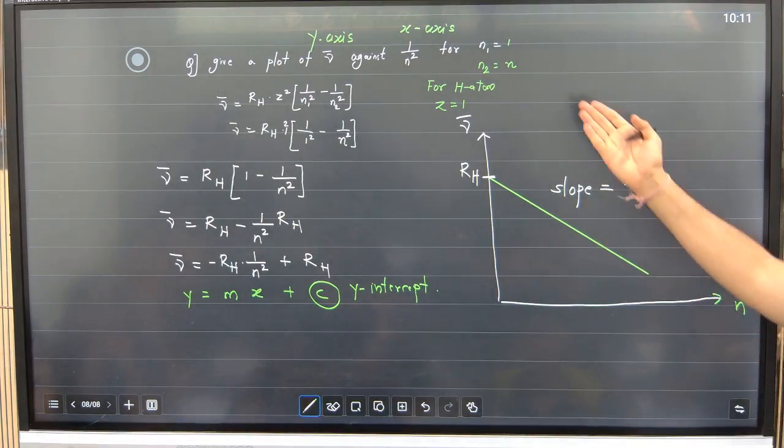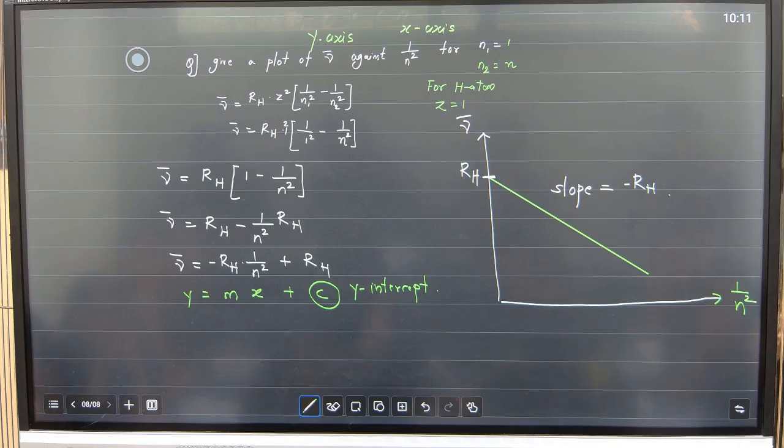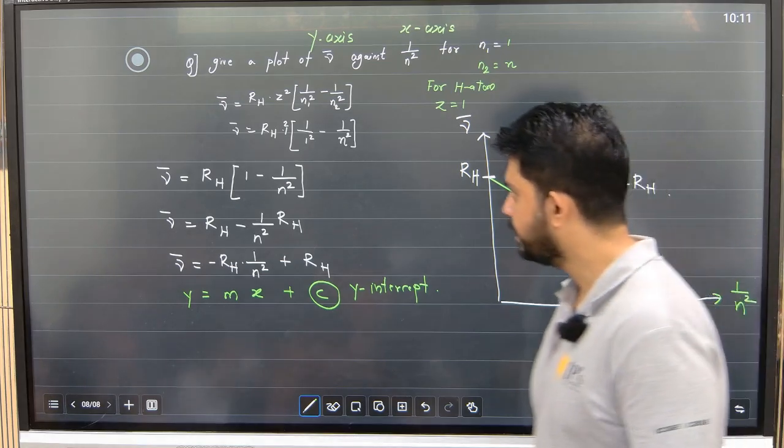We've taken it for n1 equal to 1. You can have the same plot for any particular transition. We took a general case. But did you people get that? Yes or no? Chalo. Quickly copy this for me.